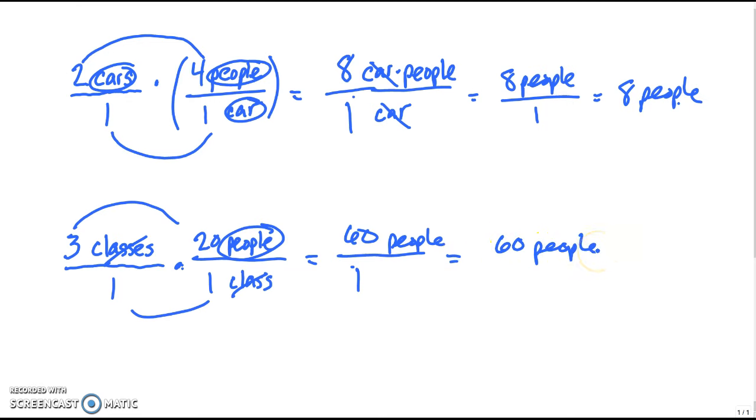That's how many people are in 3 classes if there's 20 people per every 1 class.